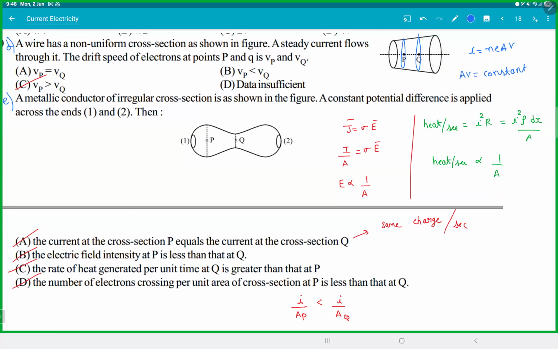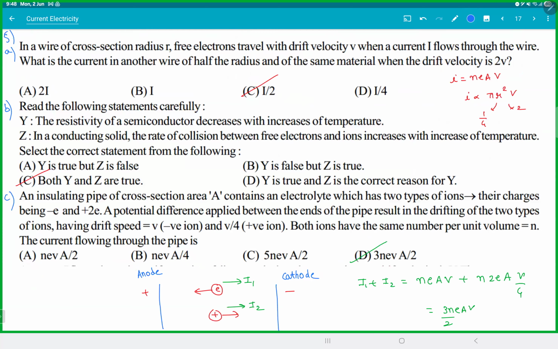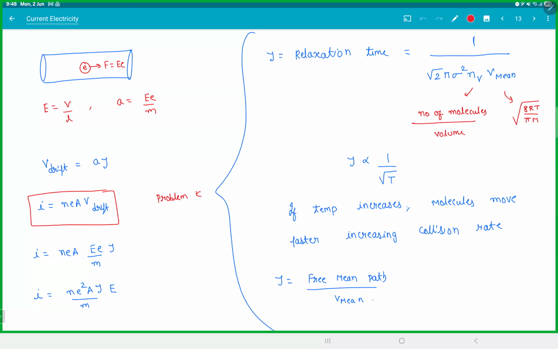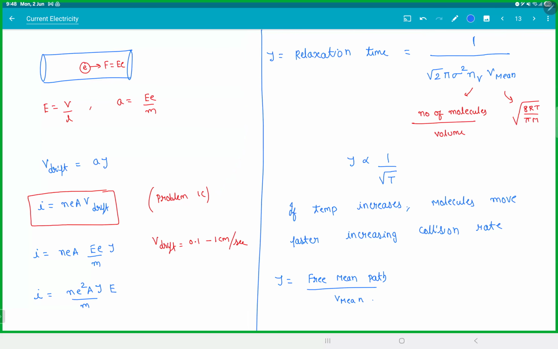Any doubts on this? Please ask. There's one more theoretical thing. Remember just now we discussed that drift velocity is very, very small. If you actually look at the drift velocity, V drift is in the range of 0.1 to 1 centimeter per second. Drift velocity is very small. Your thermal speed was around 10 power 6 meters per second. This thing is 1 centimeter per second.